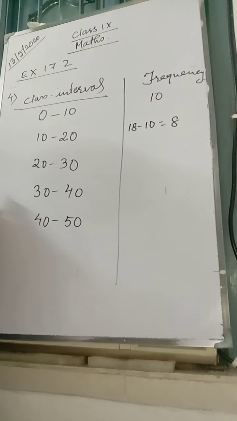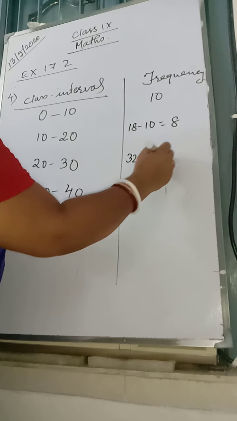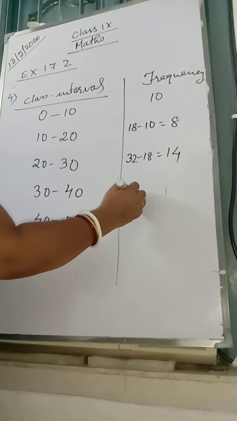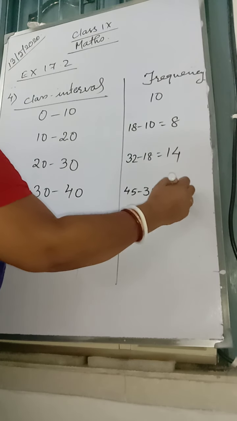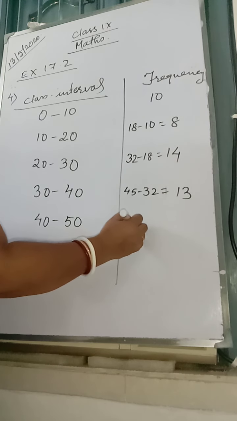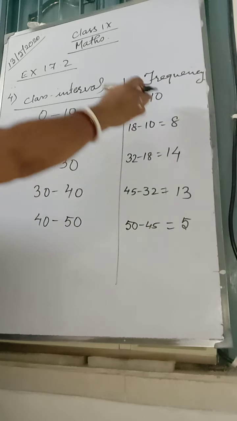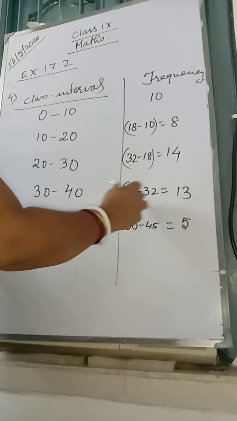Now next one was 32. So 32 minus 18, that will be 14. Next one was 45. So 45 minus 32, that gives you 13. And the last one was 50 minus 45, that gives you 5. So these are the frequencies. How do we get them? We got it from here.